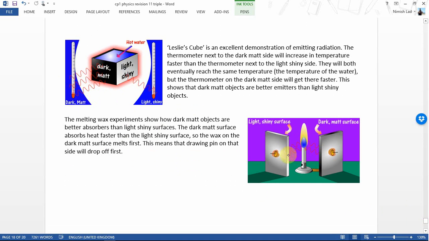This one over here, it's a light shiny surface. This is a dark matte surface. This will absorb the heat quicker, therefore this wax will melt faster, and that pin will drop off faster as well.